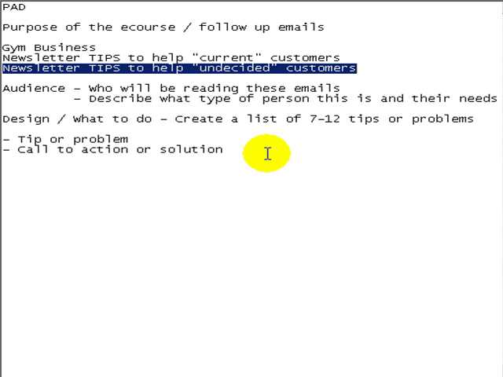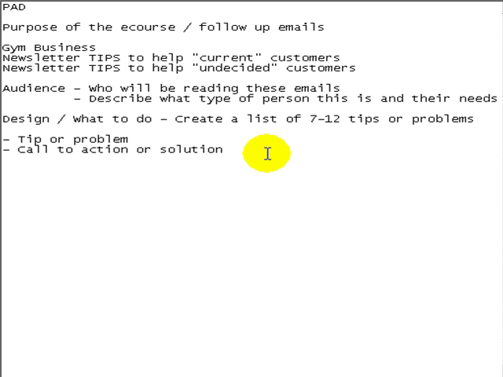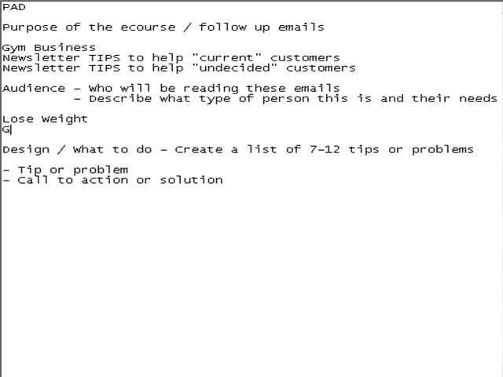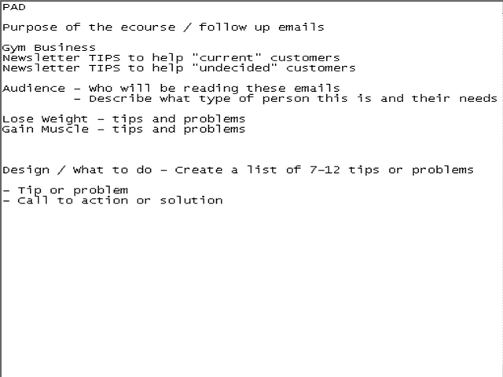I mean, think about it. If I go to audience here, who will be reading these emails and describe the person this is and their needs? So let's take, for example, that I'm dealing with somebody who wants to lose weight and gain muscle. So I got two different segments that I want to focus on. If I were dealing with a current customer, then I could talk about tips and problems. And unless he's trying to sell classes and things like that, then he doesn't really need to sell that much. Because what he's doing is just building a relationship right now.